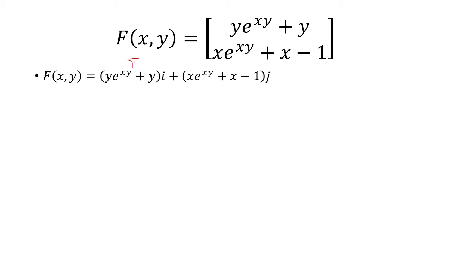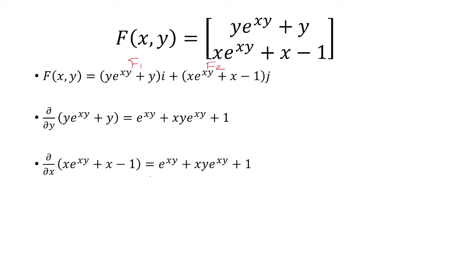So we'll call this thing f1. We'll call this f2. So we'll take the partial of f1 with respect to y, which is this thing right here. You have to use a product rule for y e^(xy), and so this is the answer. Now we're going to take the partial derivative of f2 with respect to x, and notice we get the same answer. So these two derivatives are the same, and therefore we say that F is conservative.